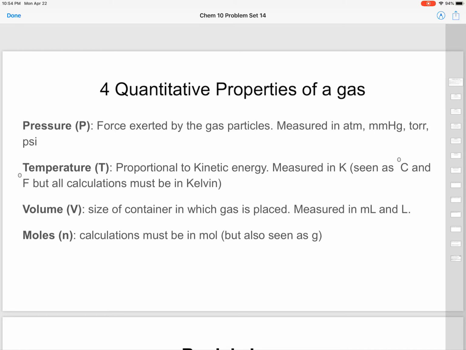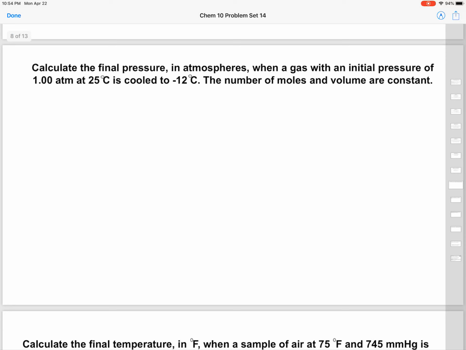Reminder, your four properties of gas are pressure, temperature, volume, and moles. Temperature you're going to measure in Kelvin. You might sometimes see it in Celsius or Fahrenheit when it's given to you, but your calculations must be in Kelvin unless otherwise specified. And same thing for moles. You may be given the information in grams, but you're going to need to convert that over to moles.